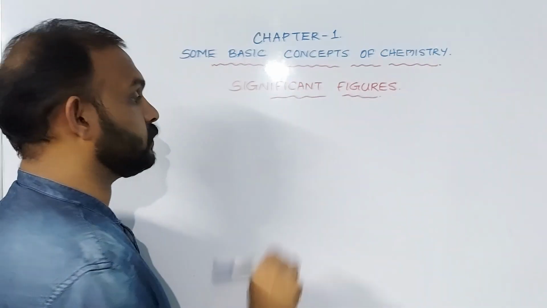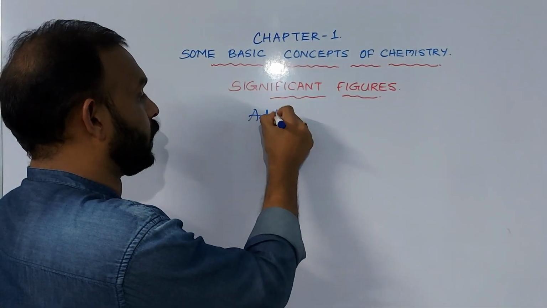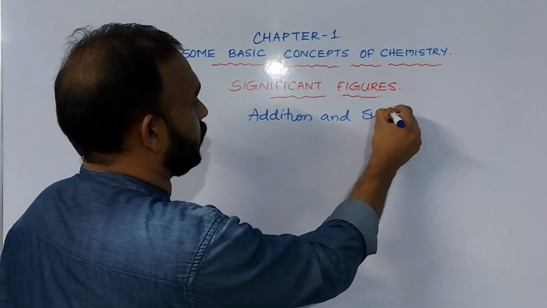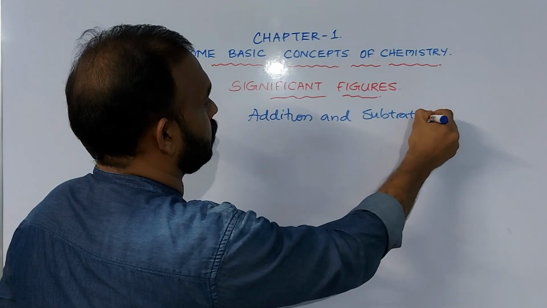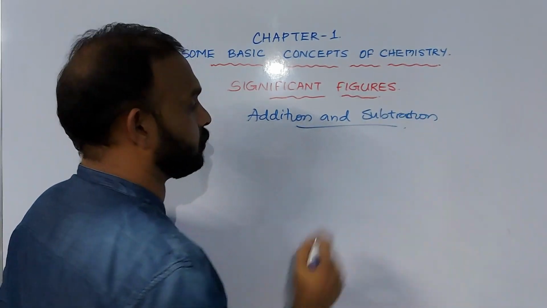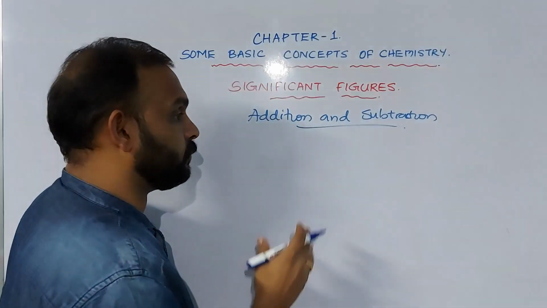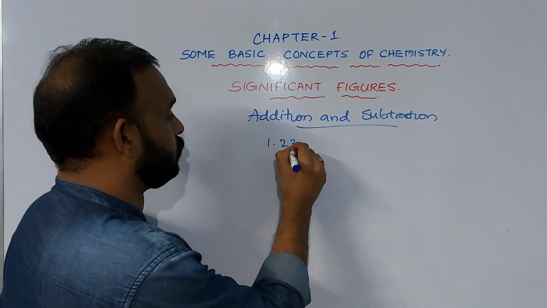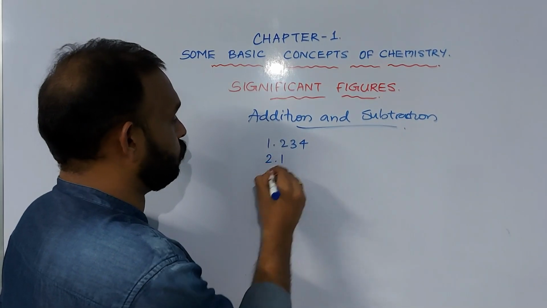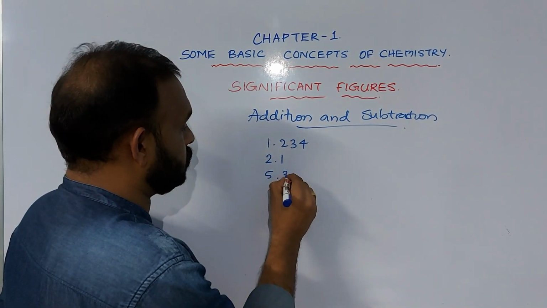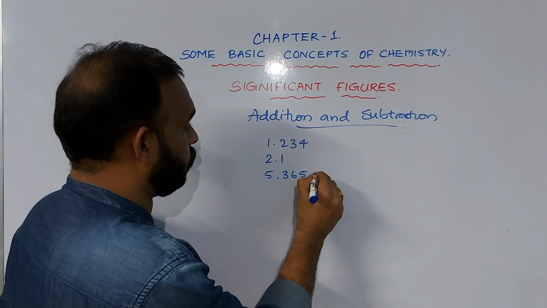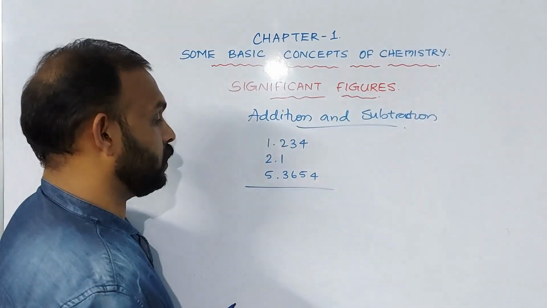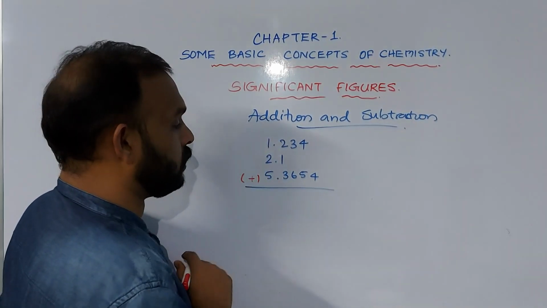For addition and subtraction, suppose you have 3 numbers to subtract or add. Let us see 1.234, 2.1, 5.3654. These 3 numbers are there. You have to add. When you add, you will get the values.